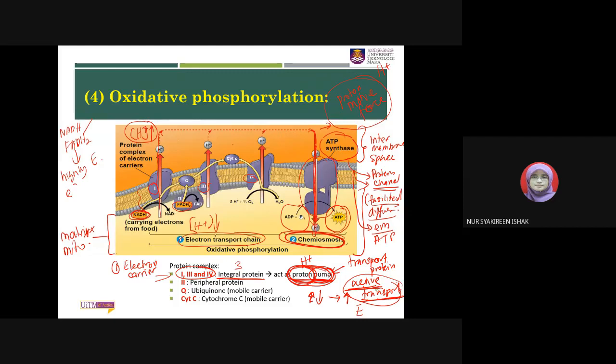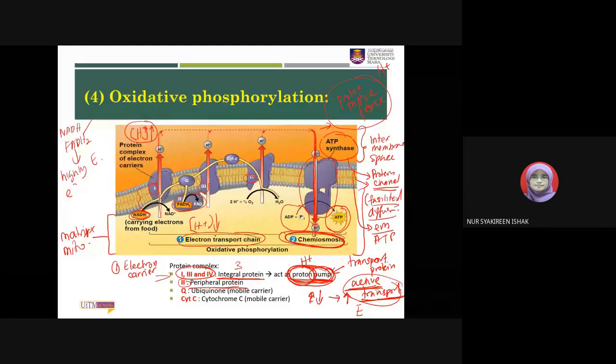Okay, so kalau awak tengok yang kat sini pula, kita ada the second complex. Okay, which is a peripheral protein. Nampak? Maksudnya it is not embedded in the cristae. So yang electron carrier yang lain adalah Q. Q stand for ubiquinone, mobile carrier. It is not attached to anything. And then it can move. And then you have another one which is cytochrome C, also a mobile carrier.